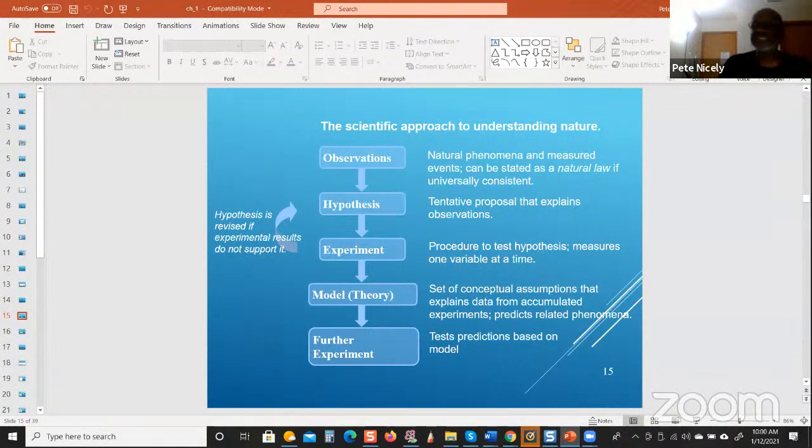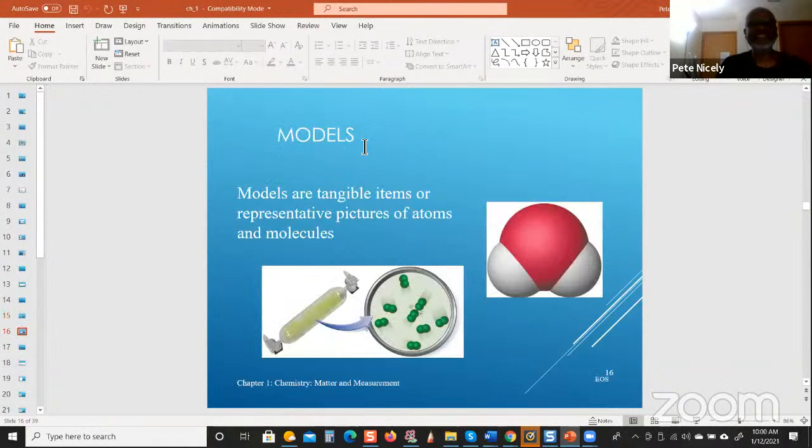Okay, so let's continue. Models. We use models to basically show a picture of what molecules and atoms actually look like. So an example of a model is shown here. It's called a space filling model. The red sphere represents oxygen and the white spheres represent hydrogen. So this actually is representing the water molecule.